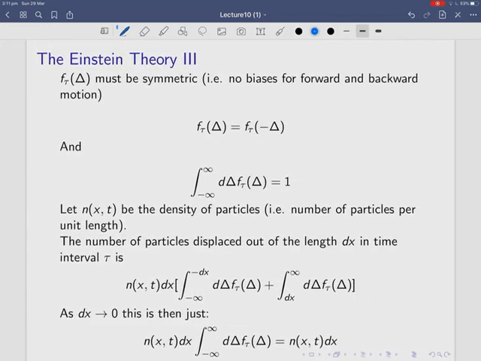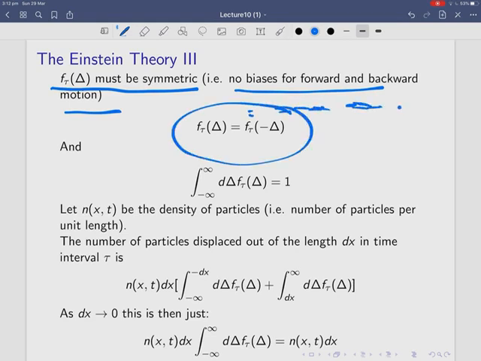So what does Einstein assume about this probability distribution? He didn't assume very much. He assumed it must be symmetric, it has no biases forward or backwards. So the particle, on average, is not moving forward or backwards, but it's moving all around randomly about the place. So this tells us that f of delta is f of minus delta. And he also assumes you can normalize it. That's not completely obvious, but it's an important property you have to have. You can normalize the distribution.